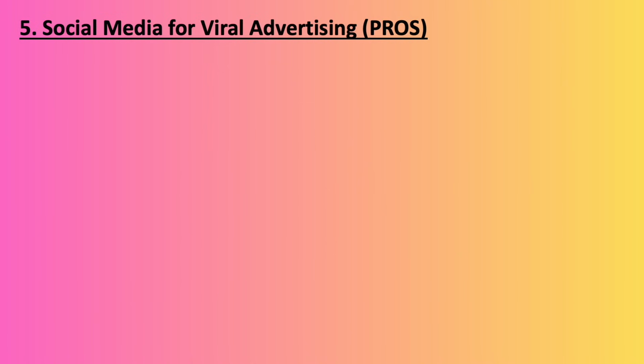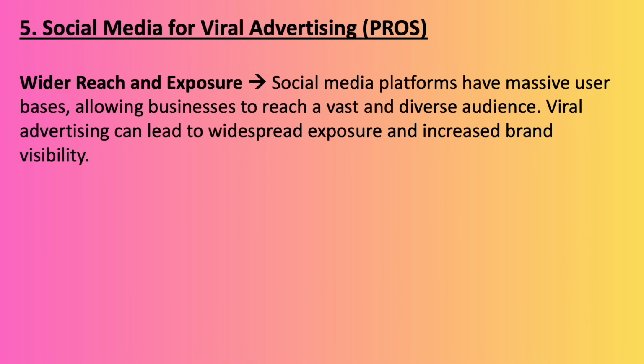Now the 5th topic, cold topic, is social media for viral advertising. Let's think about the advantage of using social media, but when it's for the specific purpose of viral advertising, well, wider reach, wider exposure. Social media platforms have massive user bases. We know that through the various ones that exist, allowing businesses to reach diverse audiences, and viral advertising can lead to widespread exposure and increased brand visibility.